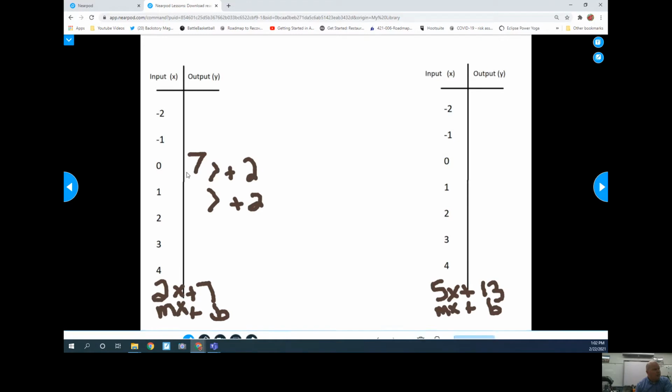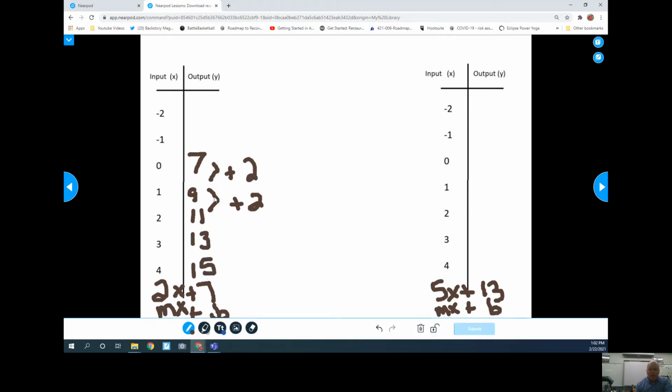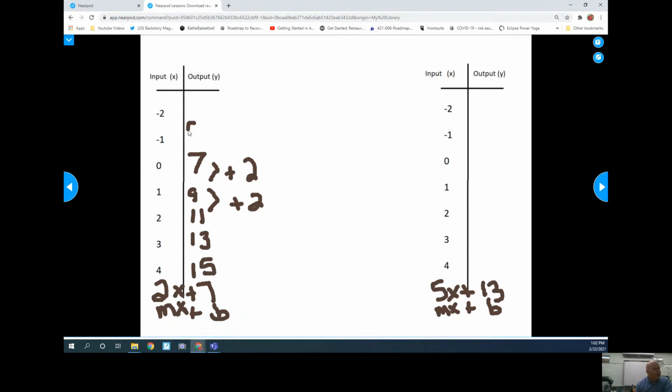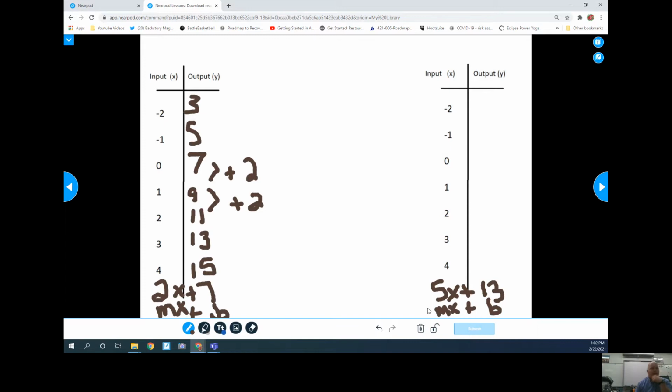Plus 2. So that would be 7 plus 2 is 9. Plus 2 is 11. Plus 2 is 13. Plus 2 is 15. And if I wanted to go backwards, I can go in reverse. I could say 5 plus 2 is 7, and then 3 plus 2 is 5. And I could do the exact same thing over here with 13.